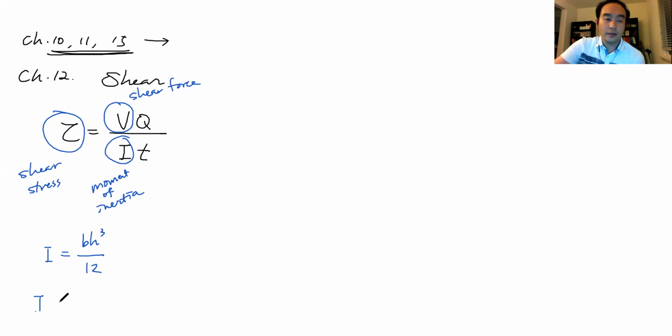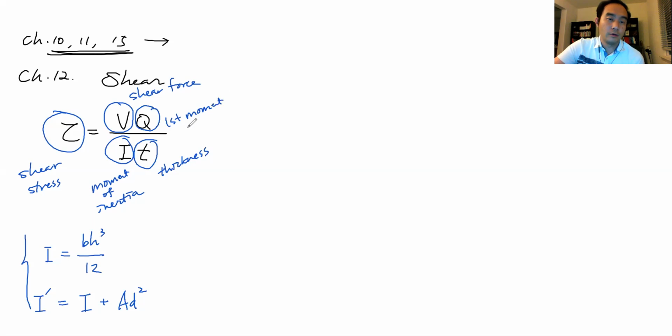If not, then we have to calculate the moment of inertia about its own centroidal axis for each rectangular section, and then add the AD squared term to find the moment of inertia about the new axis. Okay, and this T is the thickness where you estimate this shear stress. And this Q is the first moment of area.